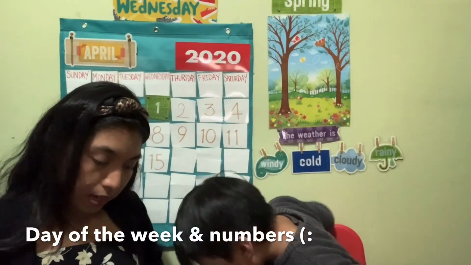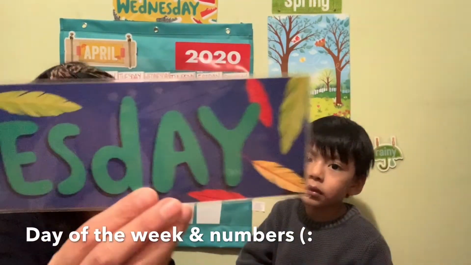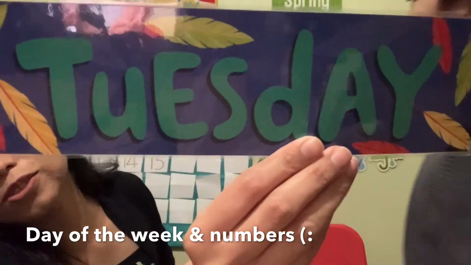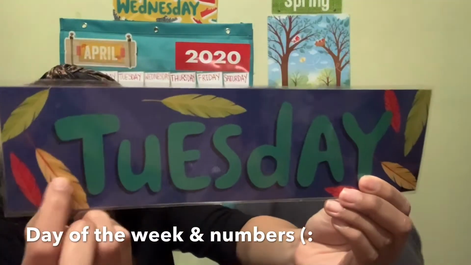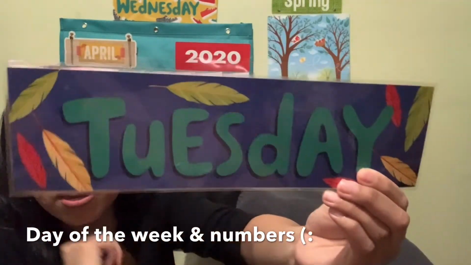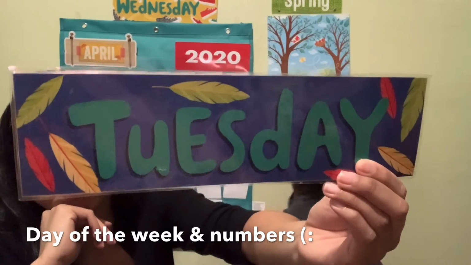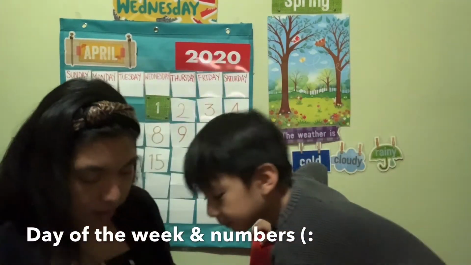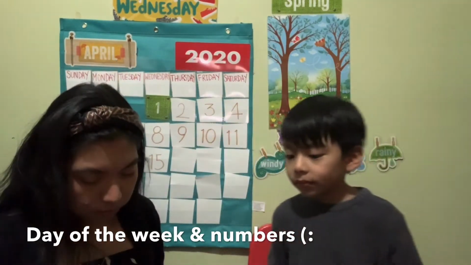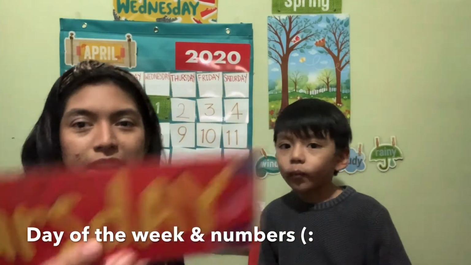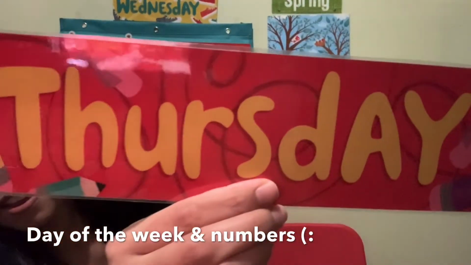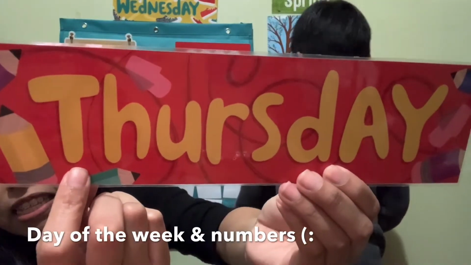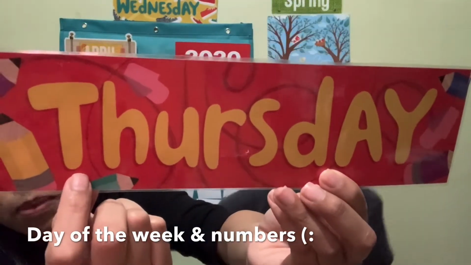So let's see. Is this Thursday? No, it's Tuesday. Oh my goodness, I thought this was Thursday. It begins with the letter T, though. Isn't this Thursday? No. Okay, so this is Tuesday. This is not Thursday. Let's see. Miss Sandra has to try again. Is this Thursday? Yes, I got it right. So this begins with the letter T. So this says Thursday. Now let's spell it out together.